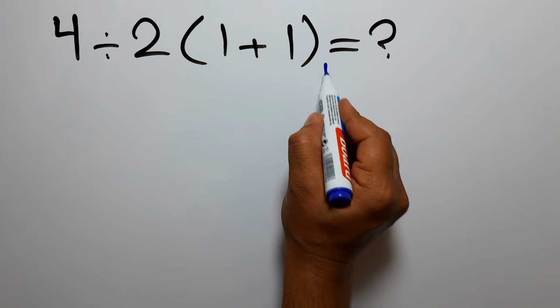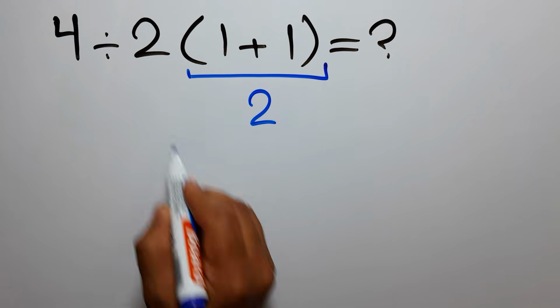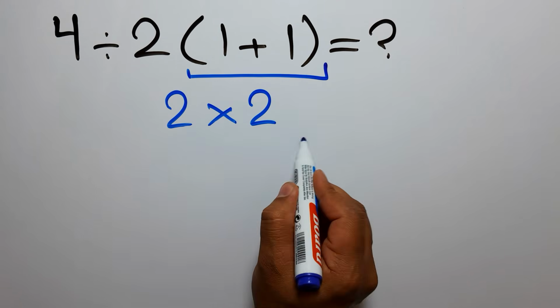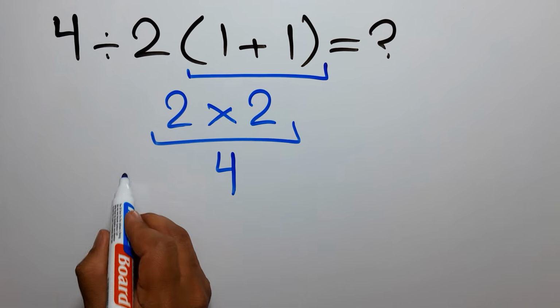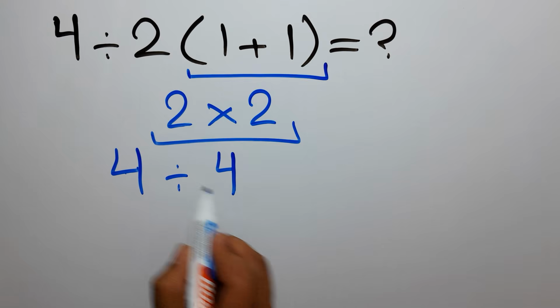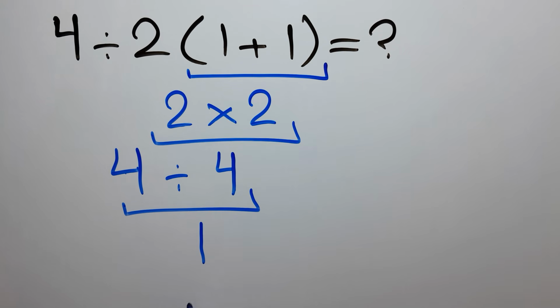1 plus 1 gives us 2. And 2 times 2 equals 4. So we have 4 divided by 4 is just 1. But this answer is not correct.